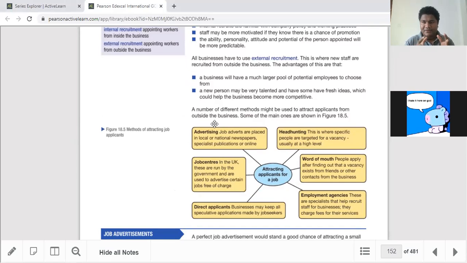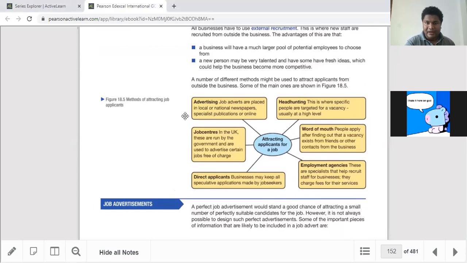So what are the different methods of attracting applicants for a job? You can see organization. I'm starting from the advertising part. Advertising is one method when you are attracting persons for a job, internally or externally, especially external recruitment methods. You can advertise in newspaper, social media, or even on your company website under the employment opportunities corner.